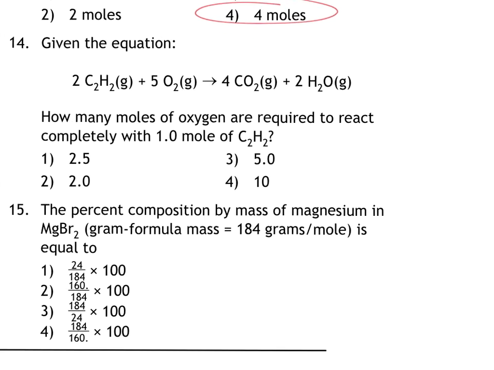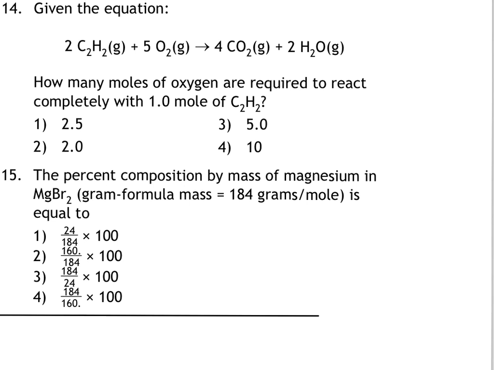Okay, let's do the next one. So given the equation wherein 2 moles of ethine is combusting in the presence of 5 moles of oxygen while producing 4 moles of carbon dioxide and 2 moles of water, we are being asked how many moles of oxygen are required to react completely with a mole of ethine. Well, I do know that 2 moles of ethine will react completely with 5 moles of oxygen.